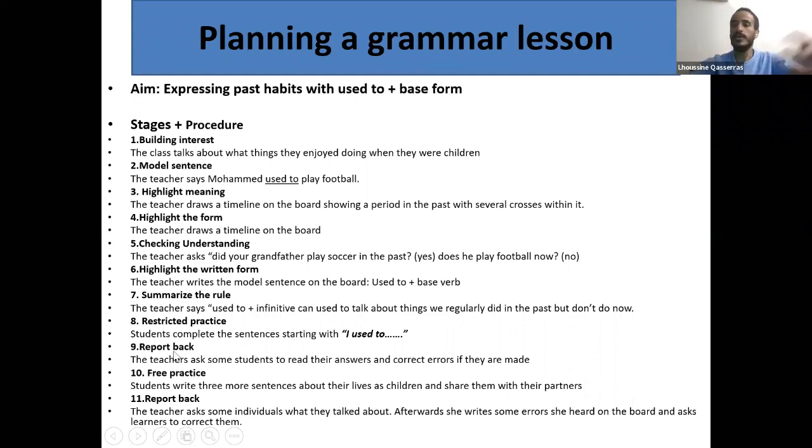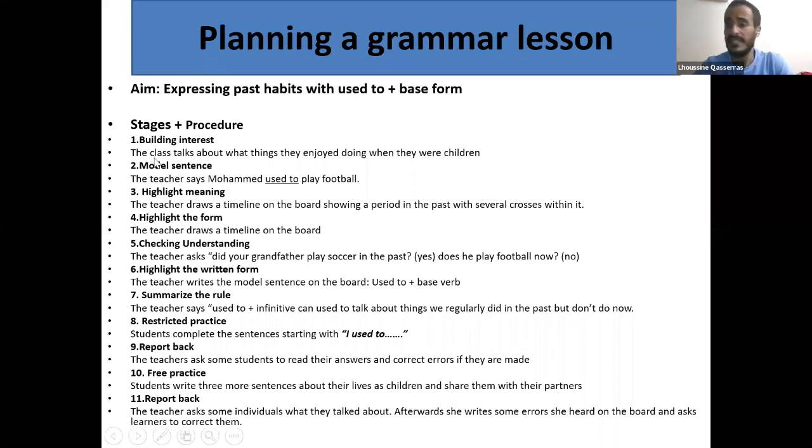Report back is when the students answer the exercise, either in groups or in pairs, or they go to the board and write. Then we have free practice, production, and then report back. Students can stand up and answer, or go to the board and write the answer. Now let's see here, building interest.